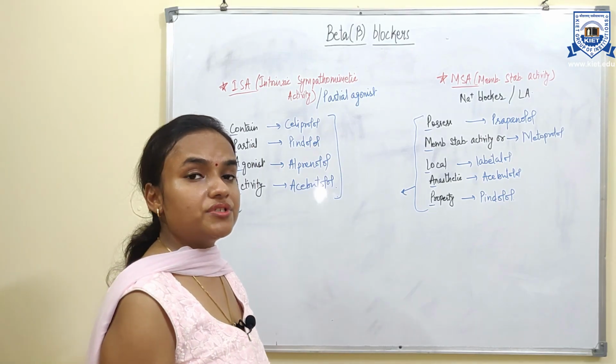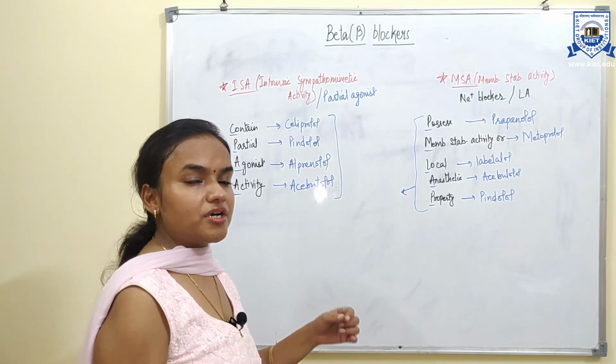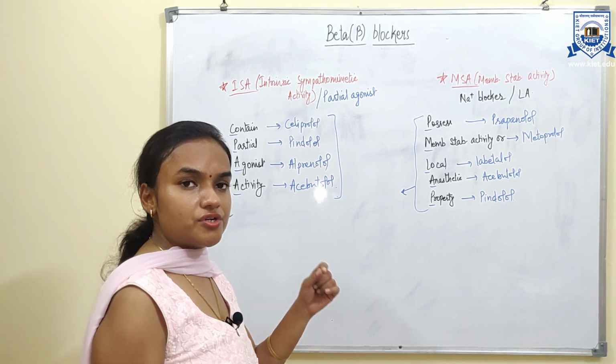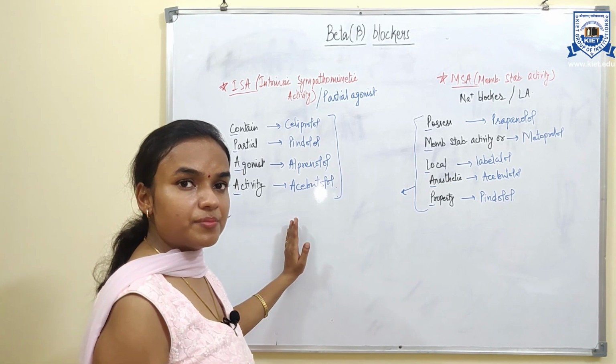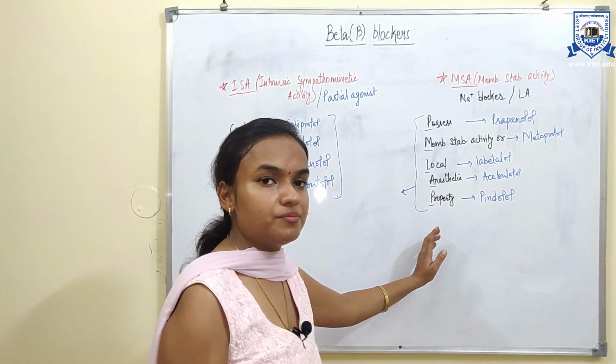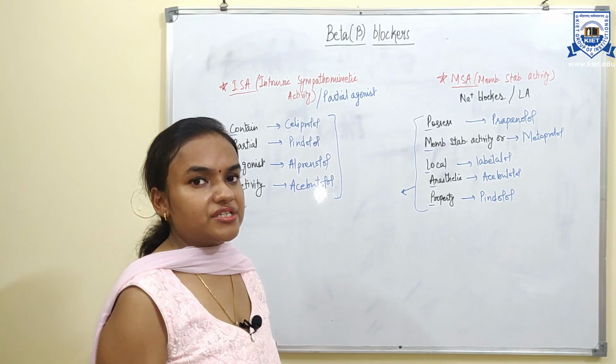So that is all about beta blocker classification, especially non-selective beta blockers, beta 1 selective blockers, first, second and third generation, beta blockers with intrinsic sympathomimetic activity and beta blockers with membrane stabilizing activity. I hope you understood the lecture very well.